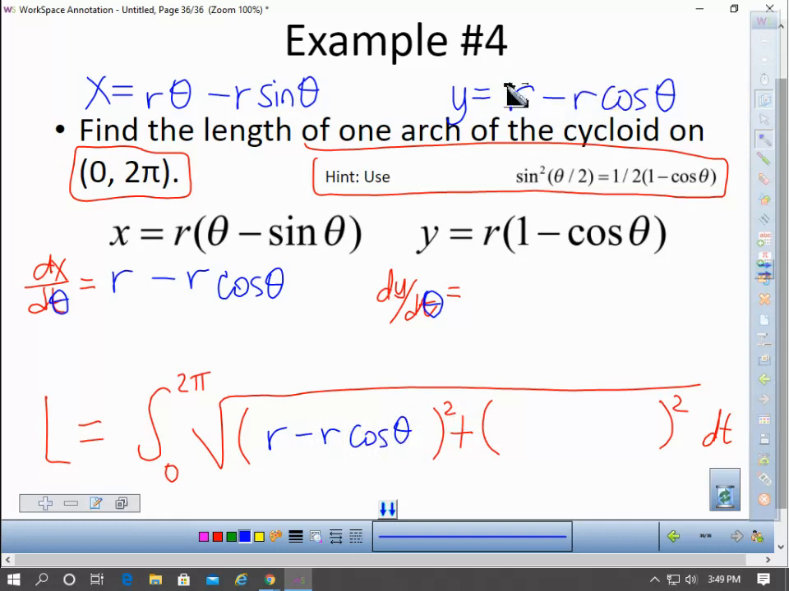Now we need the derivative of our y in terms of theta. So the derivative of r, that's a number, so that's 0. Then negative r, that's a number. The derivative of cosine is negative sine, so it's going to end up making a positive sine theta. So the derivative of r is 0, so that goes away. So the derivative of this part is going to be a positive r sine theta. So that goes in here, r sine theta. So this is our derivative of our x. This is the derivative of our y.